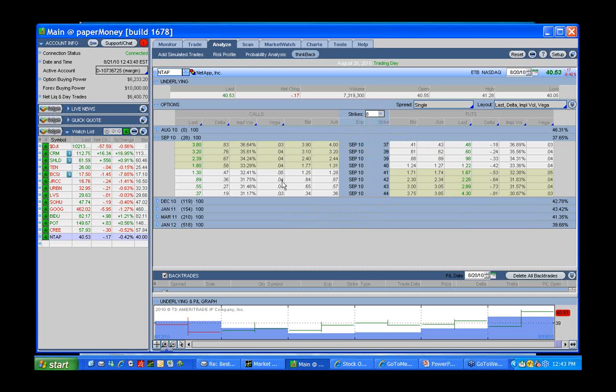And here we see the Vega. You see Vega is not typically real big. And you see that Vega decreases as we get away from at the money. The Vega is the highest at the money. So we've got 5 cents, 4 cents, 3 cents.